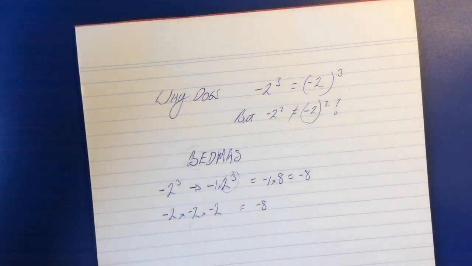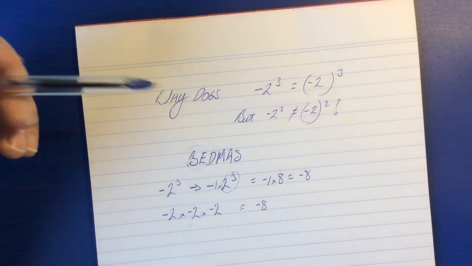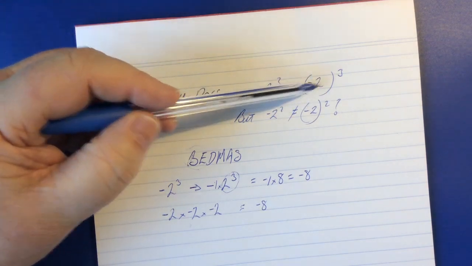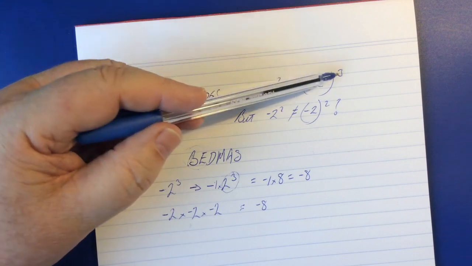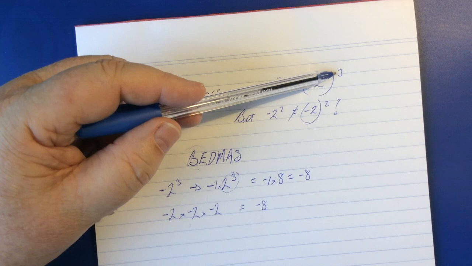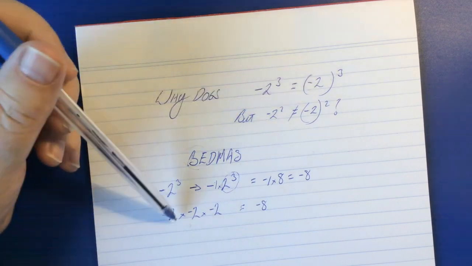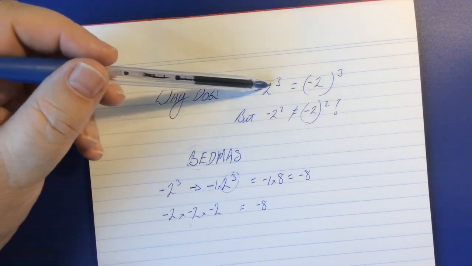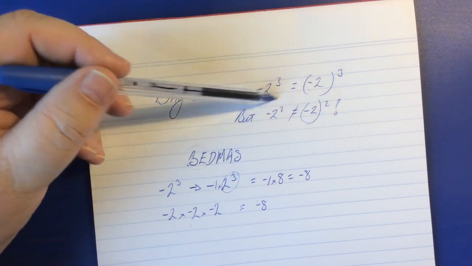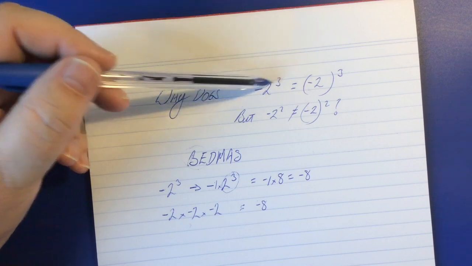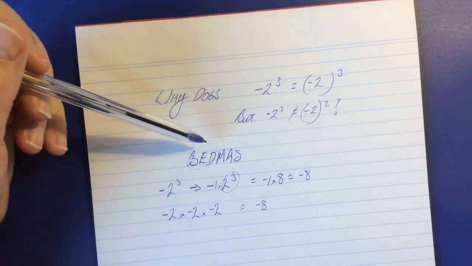Now the key takeaway here, the key thing to remember is that if you see a bracket around something like this with a negative power, and that's quite important, we'll come to that in a minute, with a negative power, you're going to get a negative result. If you see this, you have to remember that you do this bit first and then you deal with the negative.